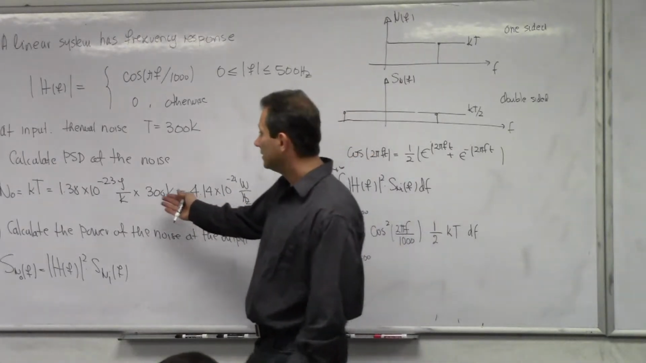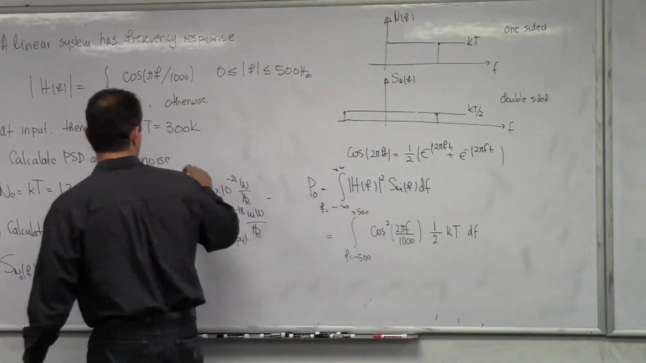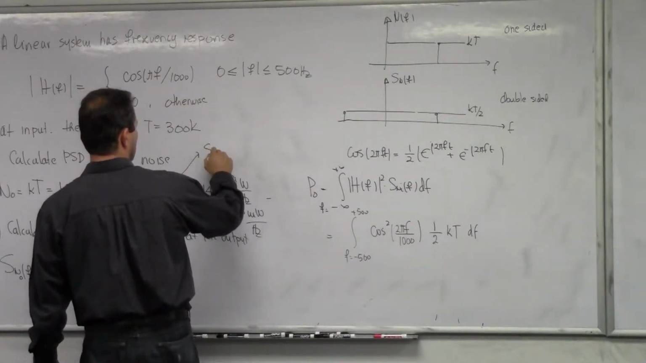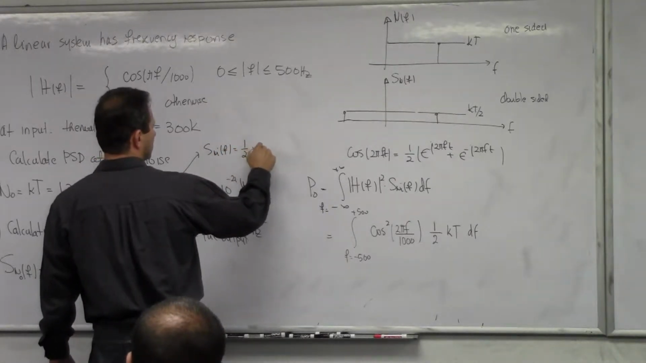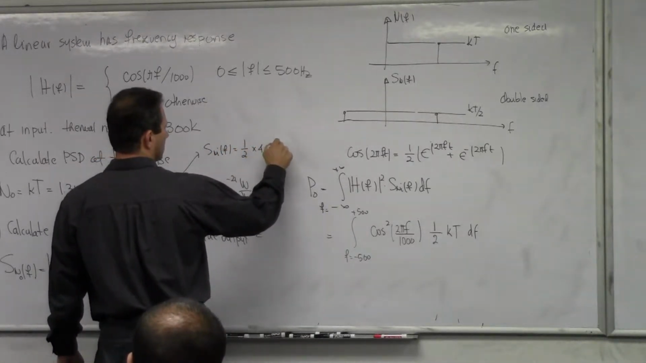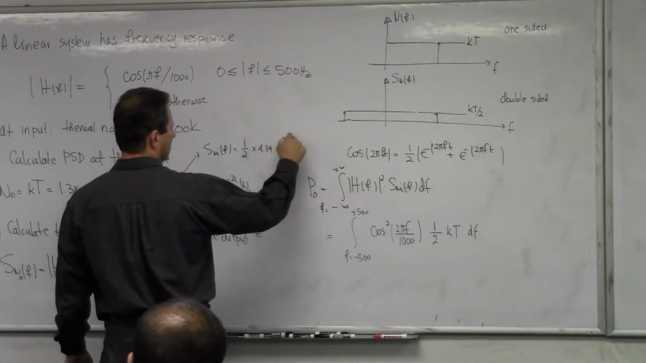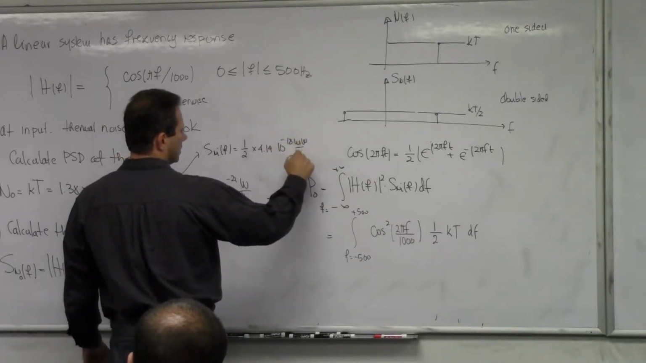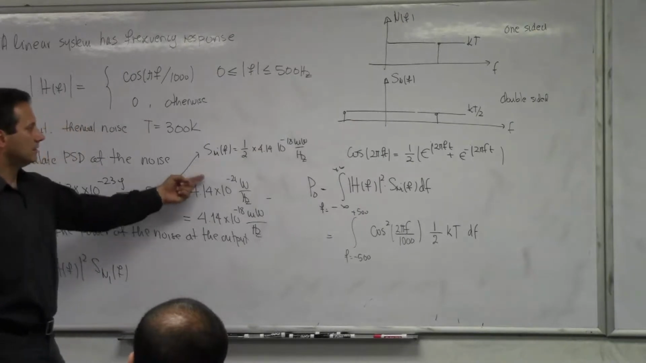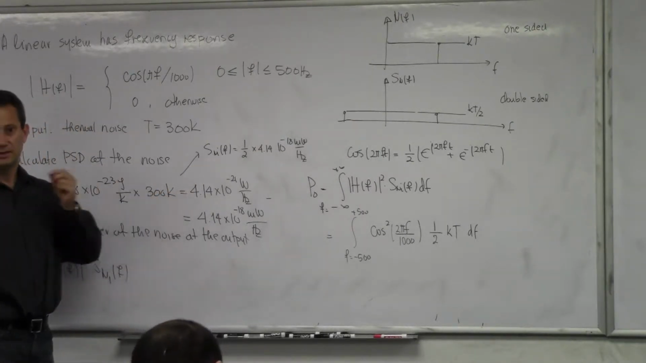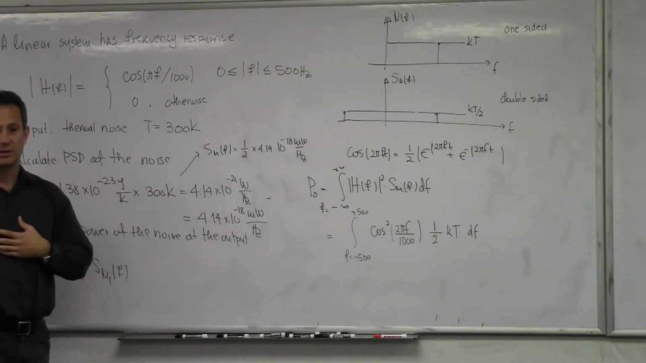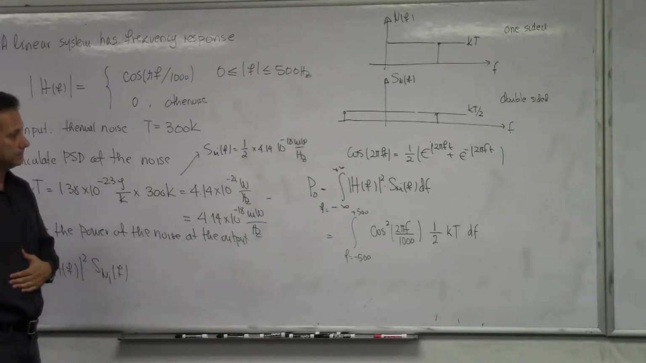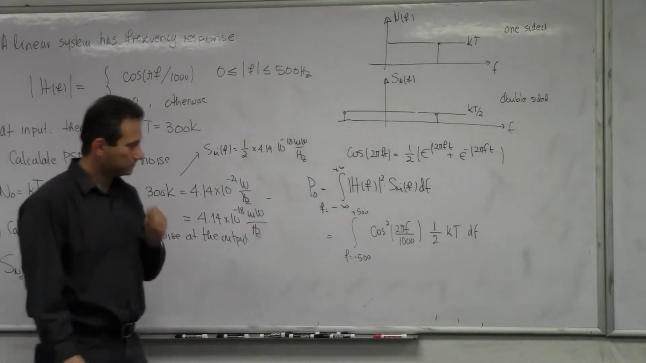If I were to say S_I of f, I would put 1/2 times 4 times 10 to the minus 18 milliwatts per hertz. So this is double-sided, this is single-sided. It's just a factor of 1/2. Always be aware of which one you're working with.